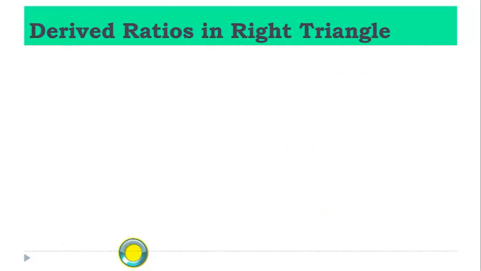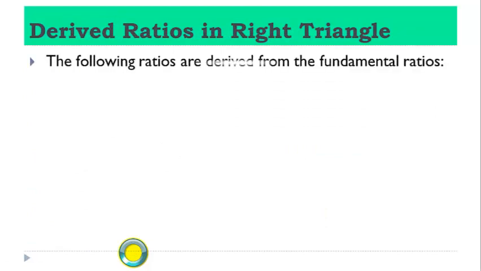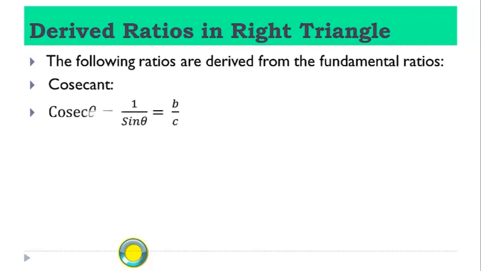Derived ratios in right angle triangle. The following ratios are derived from the fundamental ratios: cosecant, abbreviated as cosec theta, and it is defined as 1 all over sin theta, which is equal to b all over c, that is the hypotenuse all over the opposite.